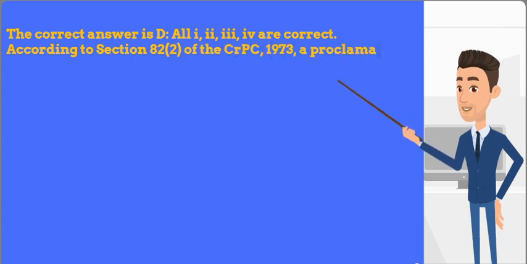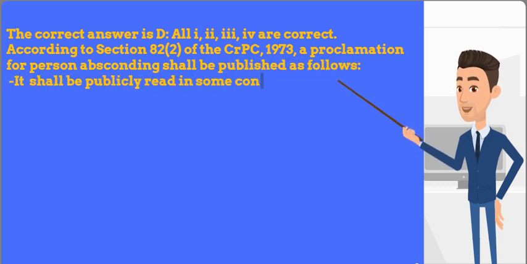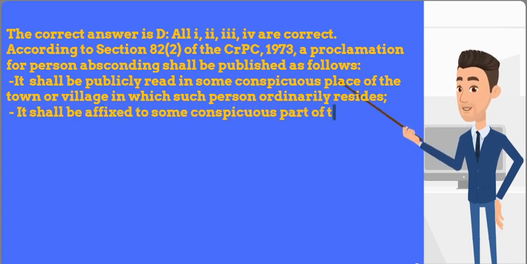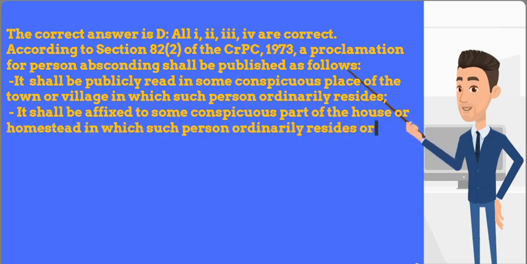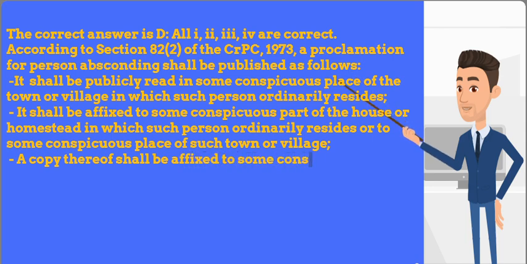Explanation. According to Section 82(2) of the Code of Criminal Procedure, 1973, a proclamation for person absconding shall be published in the above 4 ways. In simple terms, it shall be publicly read in some conspicuous place of the town or village in which such person ordinarily resides. It shall be affixed to some conspicuous part of the house or homestead in which such person ordinarily resides or to some conspicuous place of such town or village.